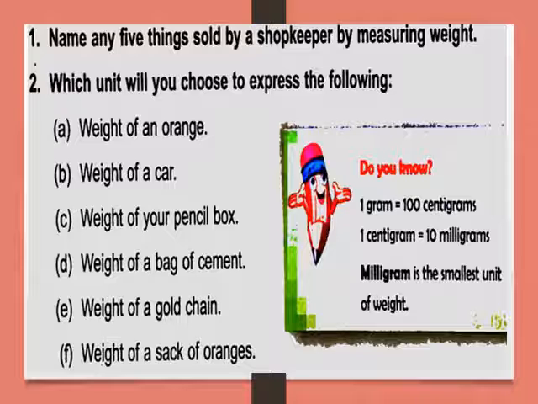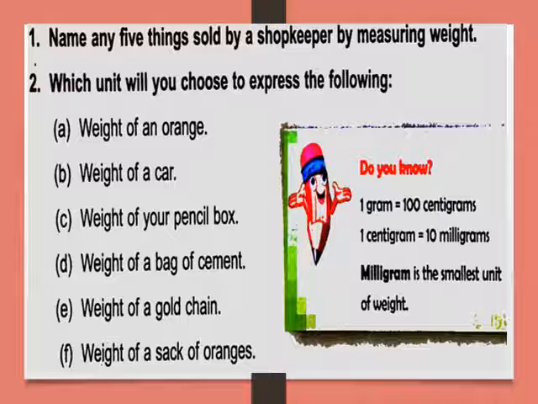Now here you can guess which unit you will choose to express the following. Smaller one, gram; greater one, kilogram. See here, 1 gram means 100 centigram and 1 centigram means 10 milligram, just as we have seen in length. Milligram is the smallest unit of weight. So no difference there, only the difference in centimeter, meter, millimeter.